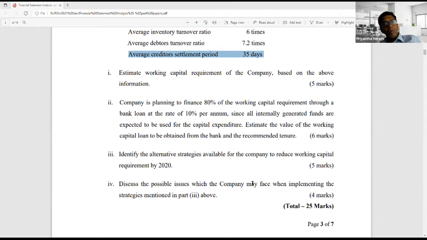And also when you push for collections, you might lose some of the good customers as well. And sometimes you might lose brand image as well. So for this kind of question, there's no standard answer. Whatever answer you write, you need to justify. It's 4 marks, again a 25 marks question, and not difficult at all.